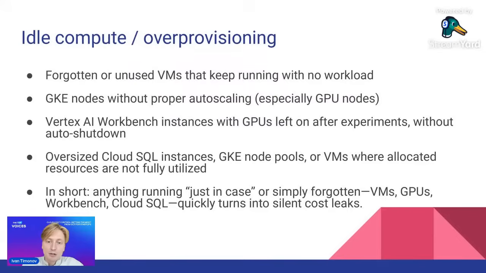First, idle and oversized compute. Think Vertex AI Workbench instances, especially with GPUs, left running after experiments with no auto shutdown, or forgotten virtual machines that nobody uses anymore. Google Kubernetes Engine node pools sitting idle without auto-scaling, which is especially painful when GPUs are involved. And oversized Cloud SQL instances or virtual machines that were never right-sized.